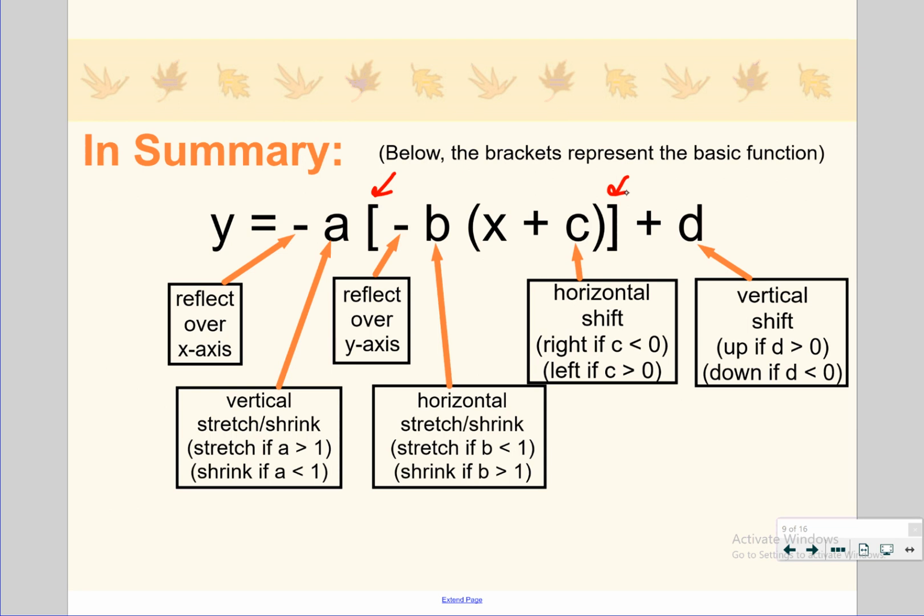Numbers that are added or subtracted on the inside move it left and right. Again, these are a little bit backwards. It moves to the right if the value is negative. Like if you look at that square root problem we did together, it was a minus inside that square root, but it moved it to the right.